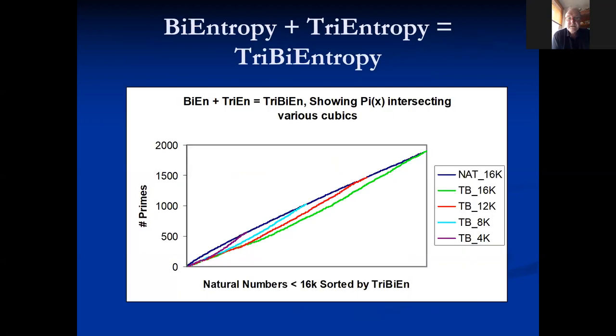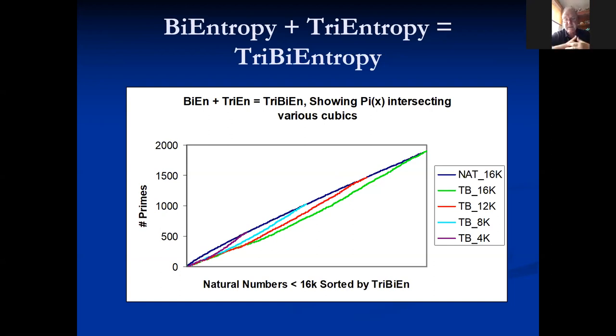So next slide, please. So we can add bi-entropy and tri-entropy together and plot their prime densities. So you can see that the x-axis is 16,000 points long, and you can see there are just under 2,000 primes less than 16,000. And you can see I've plotted the first 1,000 numbers, the first 4,000 numbers, the first 8,000 numbers, the first 12,000 numbers, the first 16,000 numbers. And each curve is perfectly smooth, and it intersects the natural logarithm, as it must, for 8,000, 12,000, 16,000.